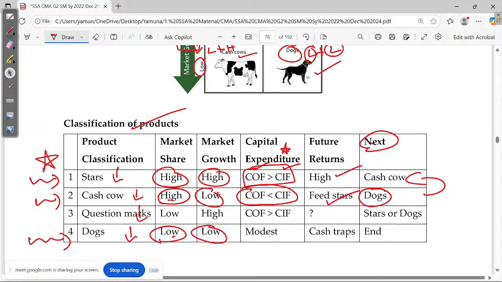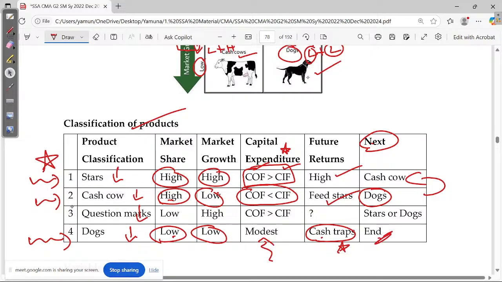So this is both low. Capital expenditure will be modest. Sometimes we have to spend, sometimes you will be gaining. It depends on cash traps. For future returns, you cannot say exactly that we are going to get money. And this will be the end.